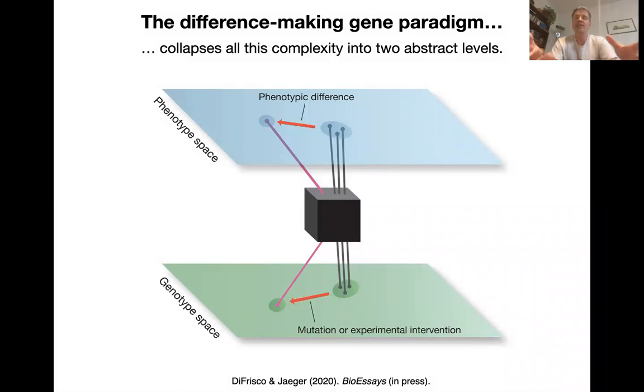First of all, the classical approach, again, the difference-makers paradigm, collapses all this complexity away into two abstract levels and just maps correlations between genetic variation and phenotypic variation. So you have a mutation, it moves your organism around in genotype space, and that will have a correspondingly correlated output in phenotypic space. But you completely black box everything that's happening in between, okay?